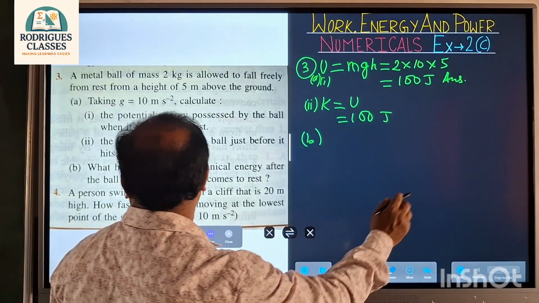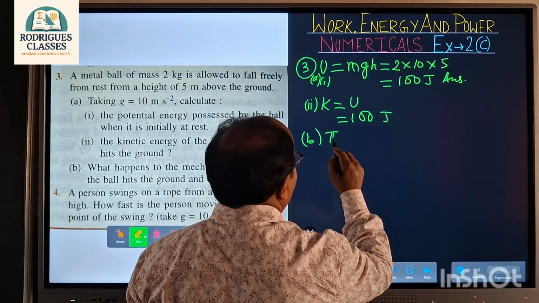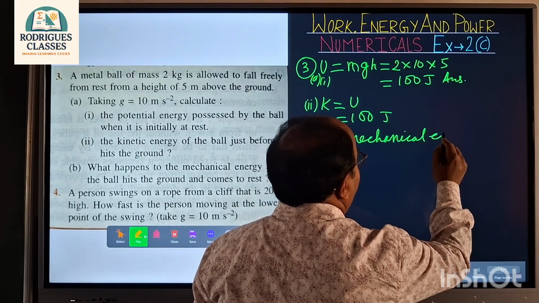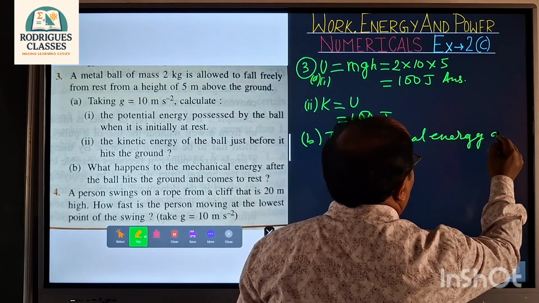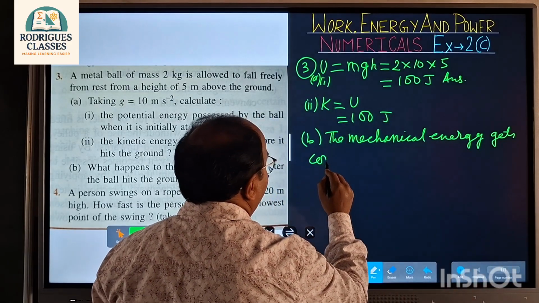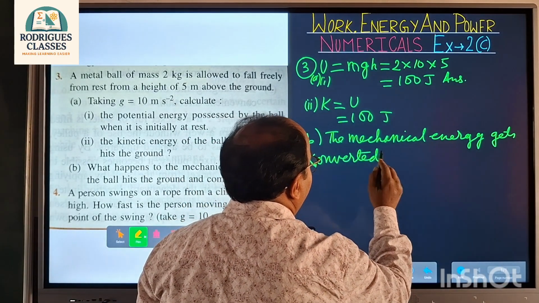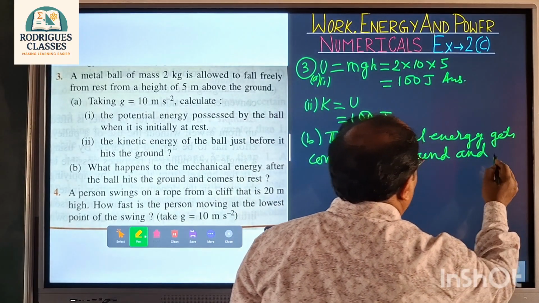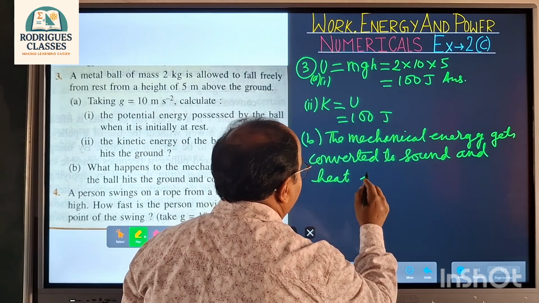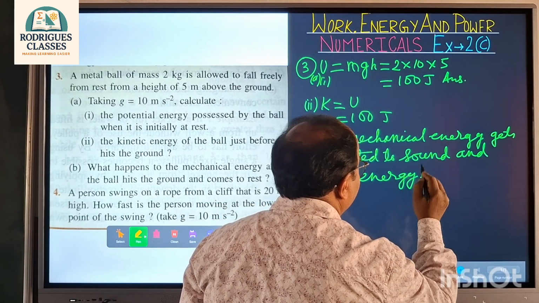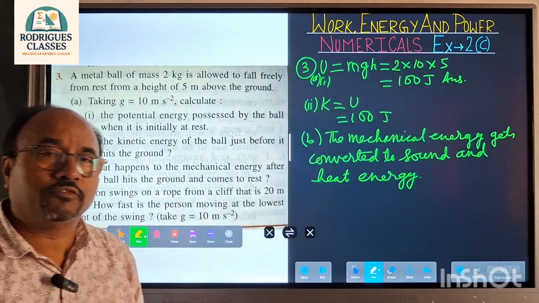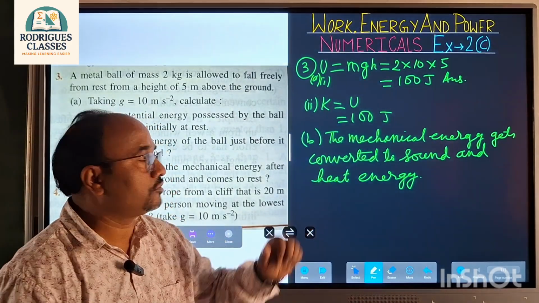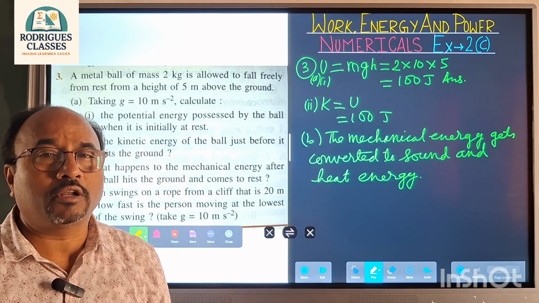So I will write here: the mechanical energy gets converted to sound and heat energy. So you understand here about energy conversion also, which is a very important part. We need to know the energy conversions in many devices. Here also you come to know it is converted to what energy.